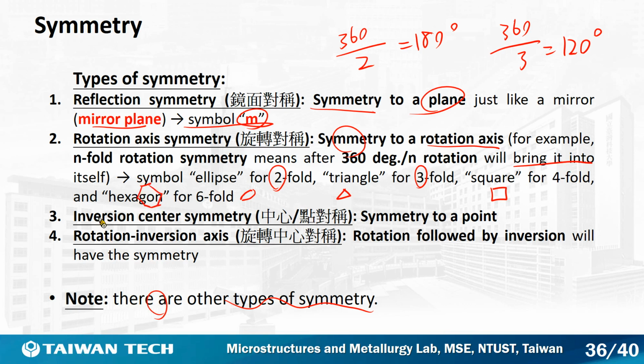Okay, and then inversion center symmetry is just a point symmetry about a point. And then rotation inversion symmetry is a combination of these two. So you first have a rotation followed by inversion, then you will see the symmetry.